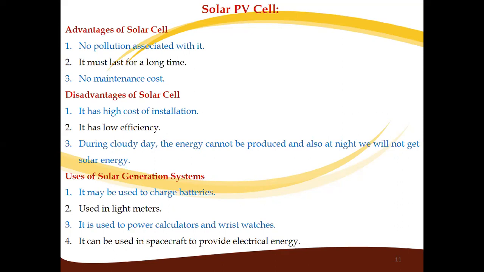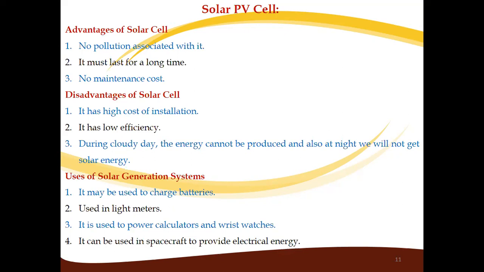And what are the uses of this solar cell for power generation? It may be used to charge batteries. These solar cells or PV cells are used to charge batteries. It can be used in light meters. Then it is used in calculators and wristwatches, where a small amount of power is required, and it can be used in spacecraft to provide some electrical energy. So these are some usages of the solar generation system.